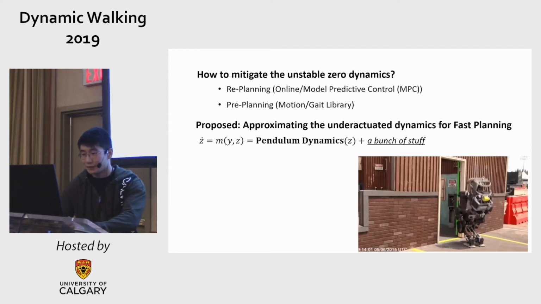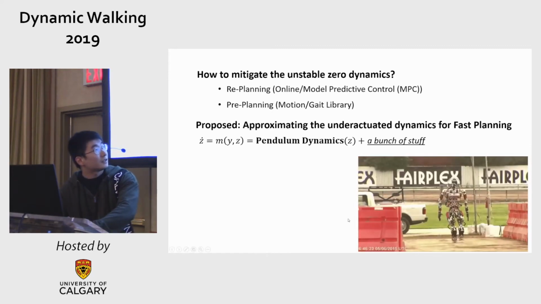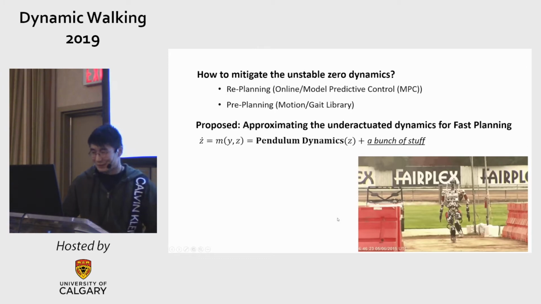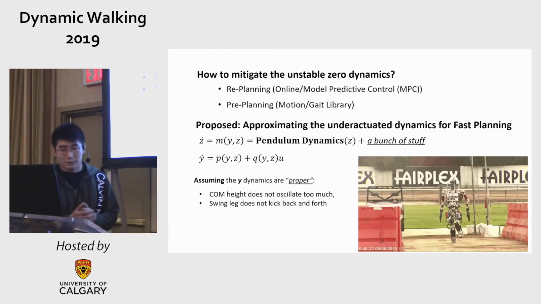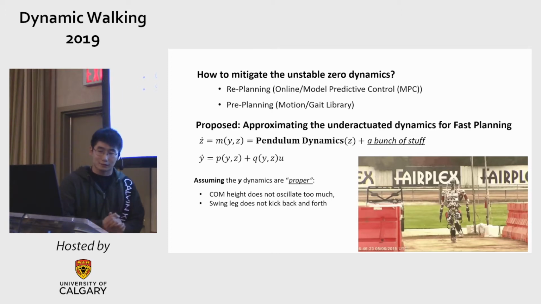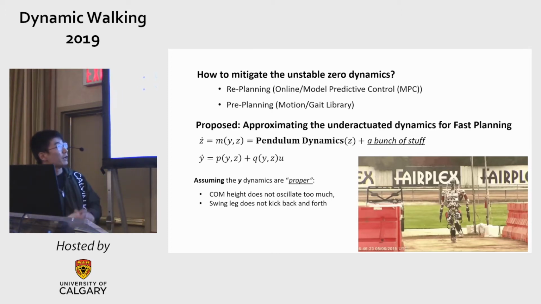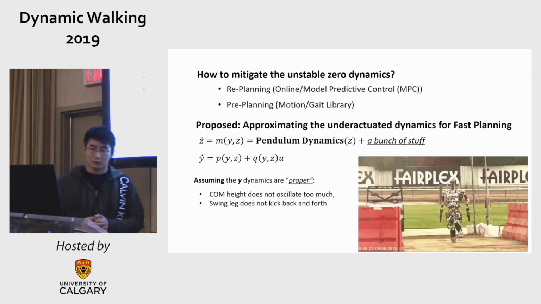Let me just stop the video so you can listen to me. So basically, the bunch of stuff is going to have all the outputs y right there. When you want to use this kind of approximation, you want the y, the bunch of stuff, to not kill the pendulum dynamics. You want the y to behave properly. For example, you don't want the center of mass to oscillate too much, and you don't want to swing the leg back and forth, which would have the swing leg inertia dynamics kicking into the zero dynamics.